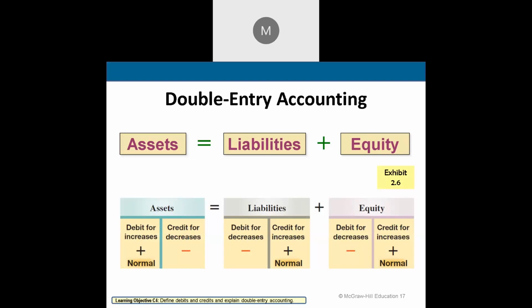Assets equals liabilities plus equity. And this is what I was talking about earlier. Increase an asset, we debit it. To decrease an asset, we credit it. Liabilities. Increase a liability, we credit. To decrease it, we debit. And then same with equity. But you see how the signs changed when we got to the other side of the equal sign. That's what I was talking about earlier. But this slide right here, slide 17, summarizes it nice and easy.